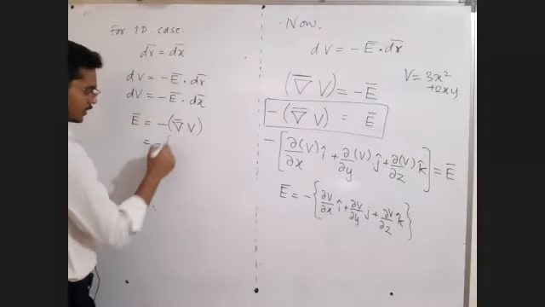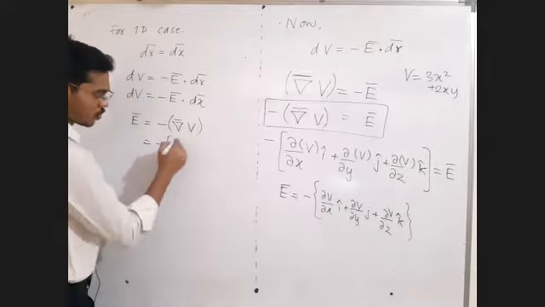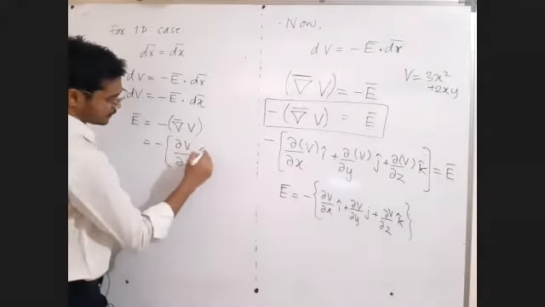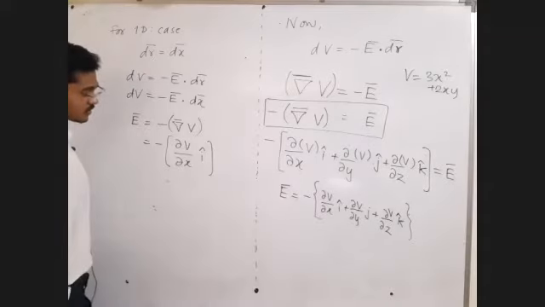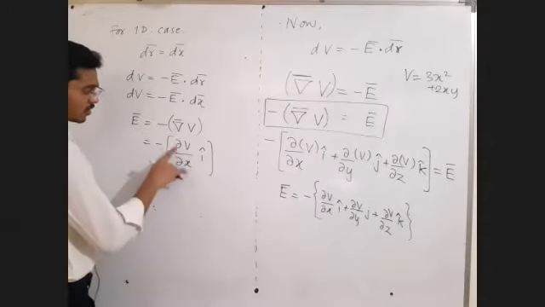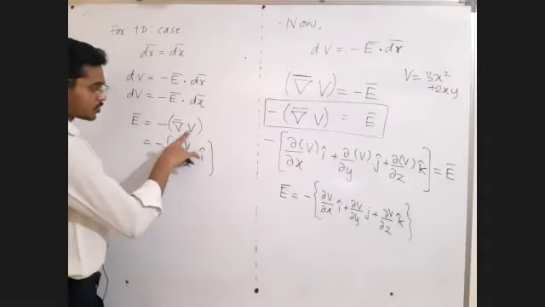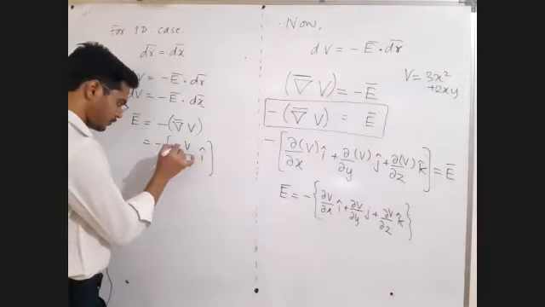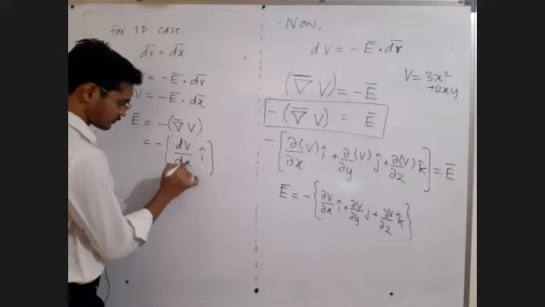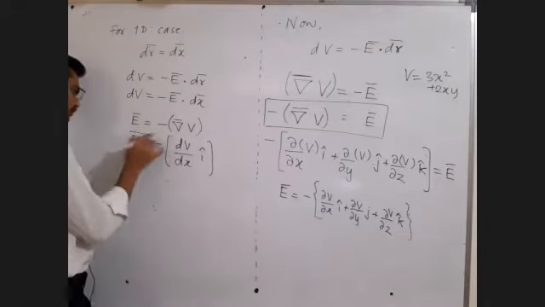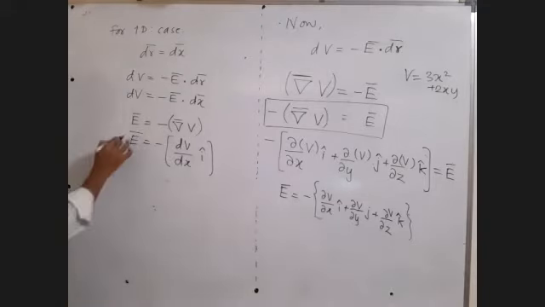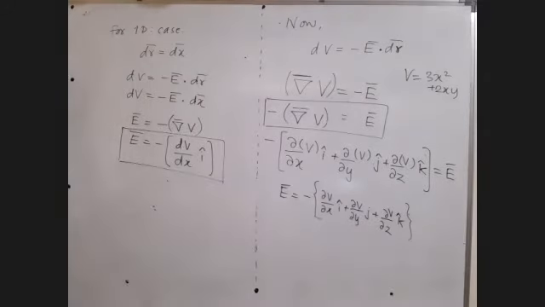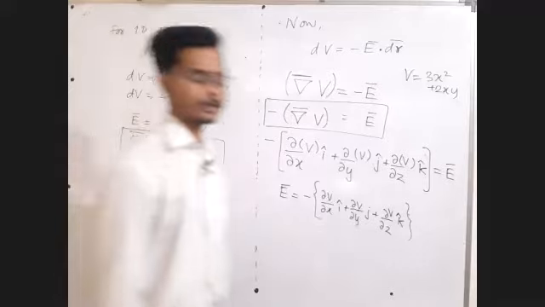So how to calculate it? ∂V by ∂x into i cap. But there is no concept of partial derivative, because potential is going to become a function of x only. So the full derivative dV by dx. That's it. This is going to be the electric field value. E bar is equal to minus dV by dx into i cap.